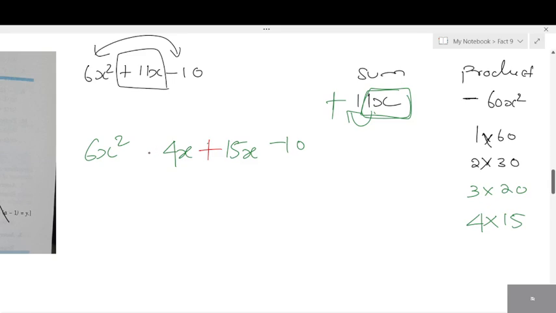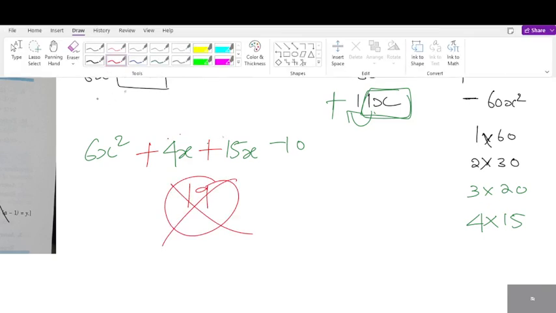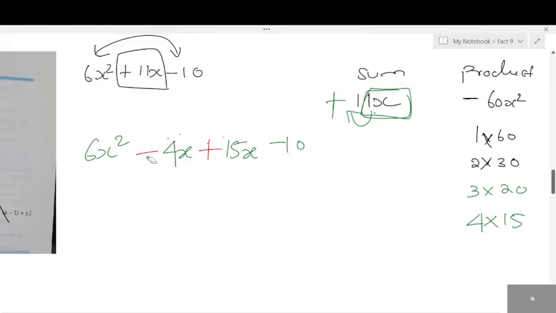Okay, what sign should I put before 4 so that you get plus 11? Minus. What if I put plus here? 15 plus 4 becomes 19. 19 is wrong. Okay. So therefore it is minus.